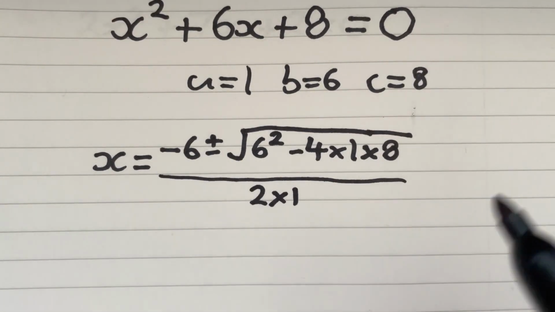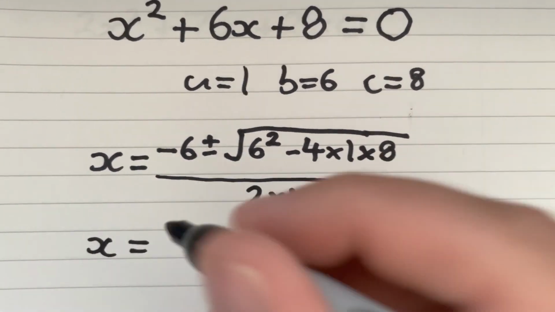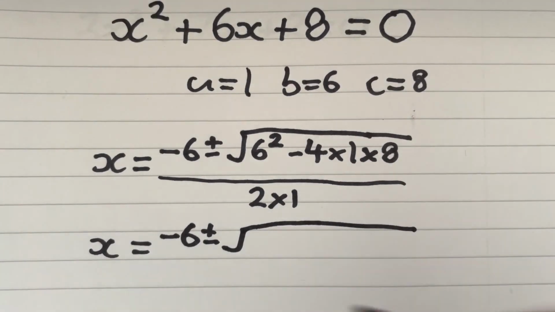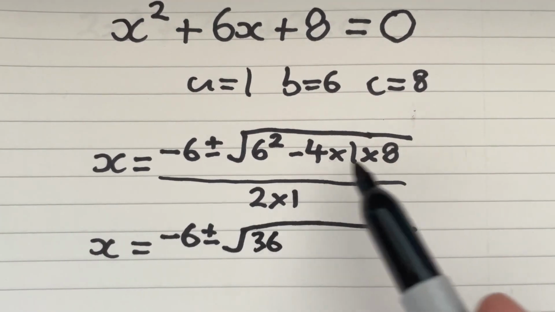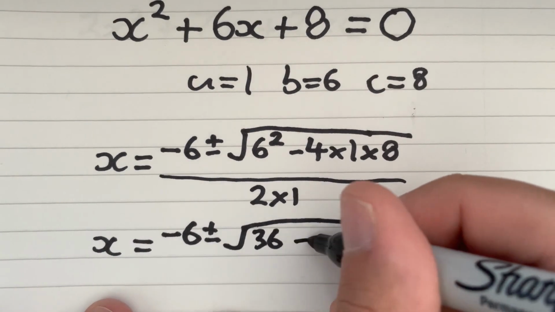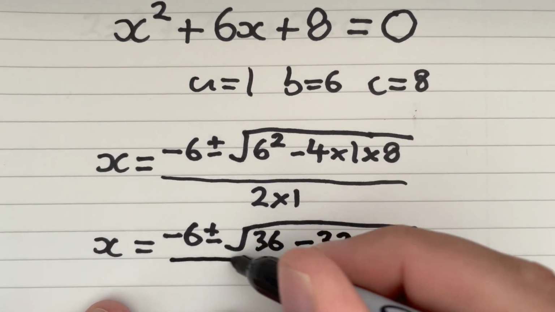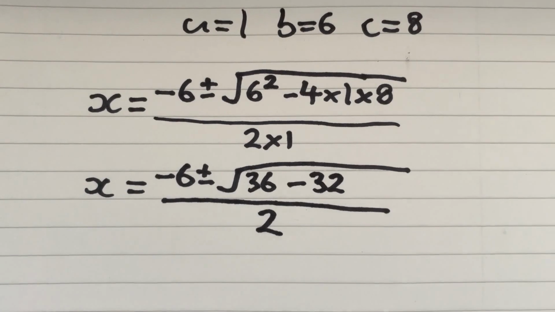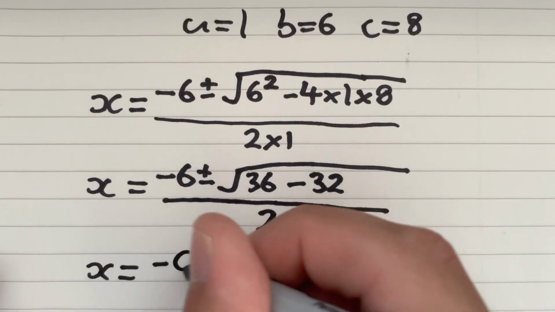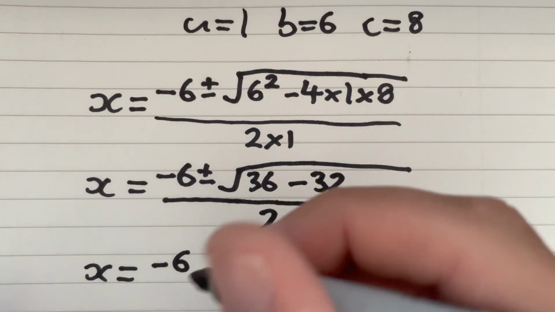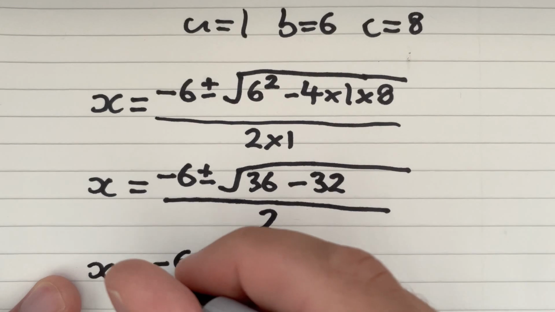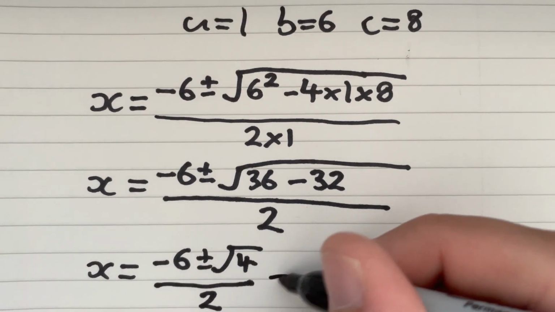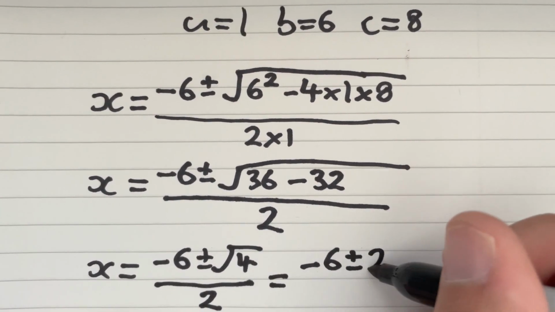Okay, let's calculate some more of this then. So this minus 6 stays where it is. Plus or minus, well, 6 squared is 36. And then 4 times 1 times 8, well, that will be 32. So 36 subtract 32, and 2 times 1, of course, just gives us 2. Okay, let's do a little bit more. So minus 6 just stays as it is. 36 minus 32 gives us 4. And then all over 2. Well, square root of 4 is just going to be 2. So we could have minus 6 plus or minus 2 over 2.